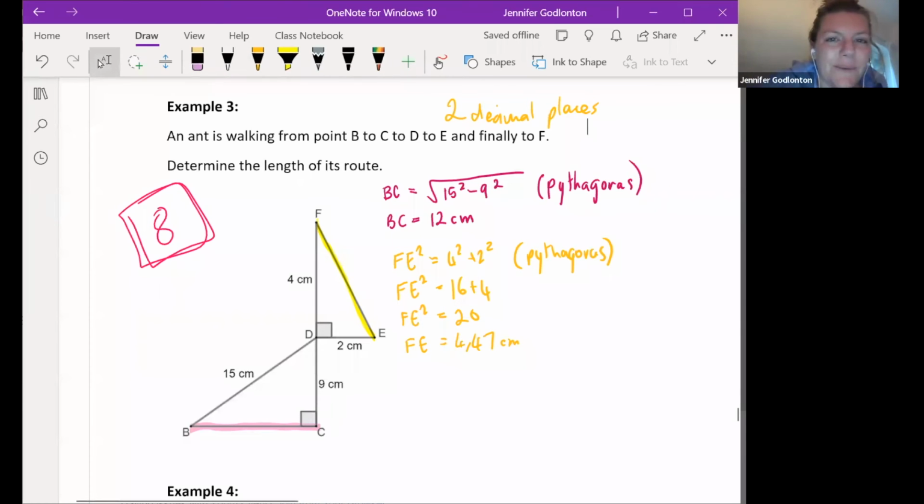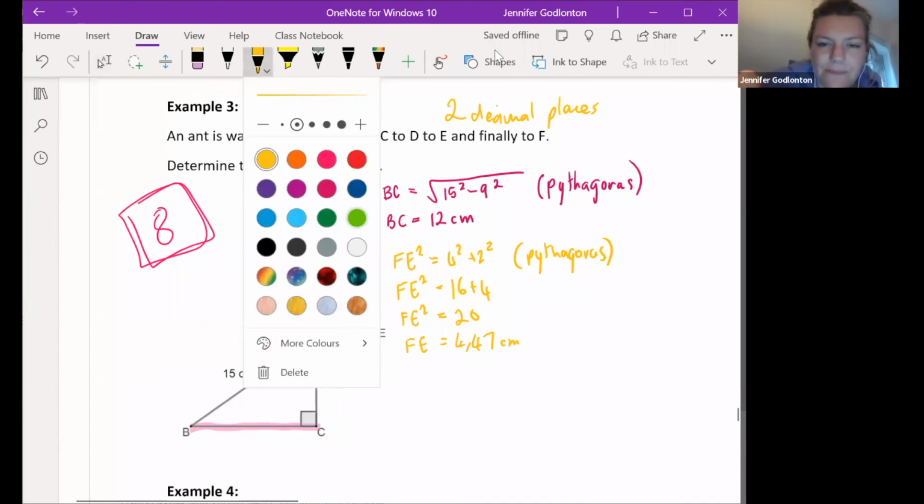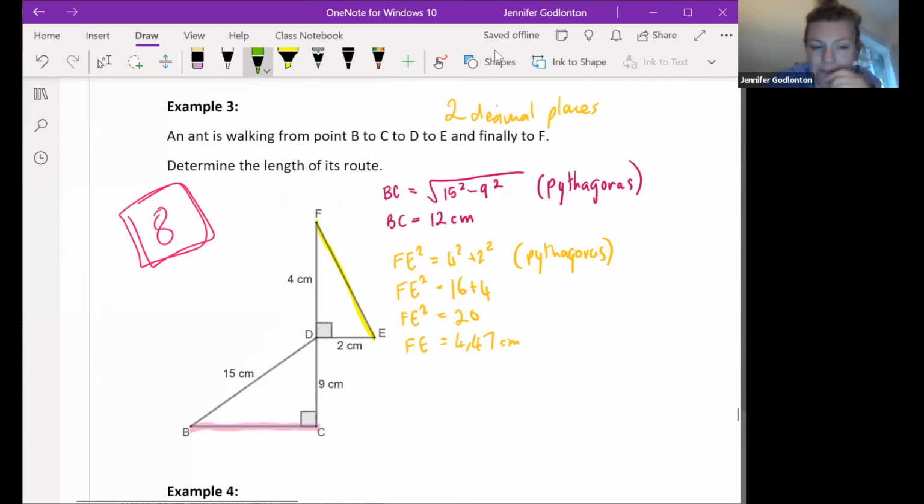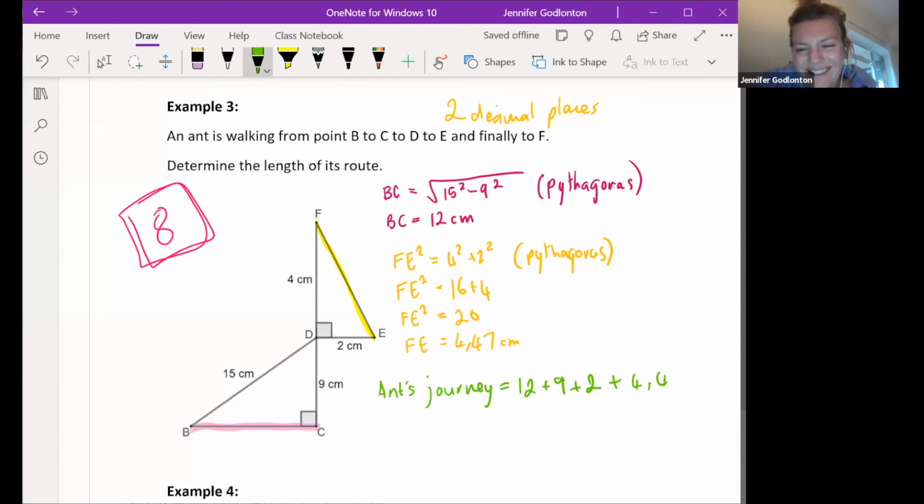All right, cool. Can you just finish this off for us then? Sure, ma'am. So what's our journey? It's going to be 12 centimeters plus 9 centimeters plus 2 centimeters plus 4,47 centimeters. And what does that give us? I got 27,5 because I said 4,5. Yep, that's fine. Perfect. Nice job. Well done, Piwe.